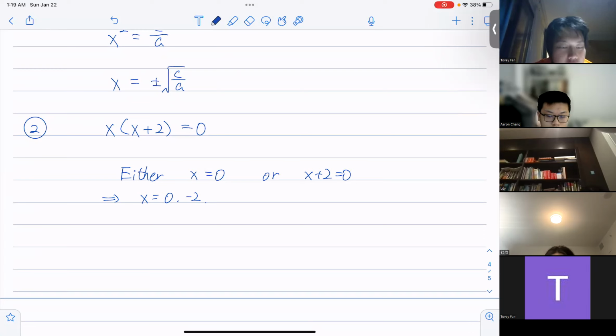Okay, Lily, 你觉得这个 make sense 吗？Number 2 这种 type. Okay, because I see that in your homework, this is the part you got wrong. Every time when you have this question in your homework, you miss the first solution. You only gave me the second solution.